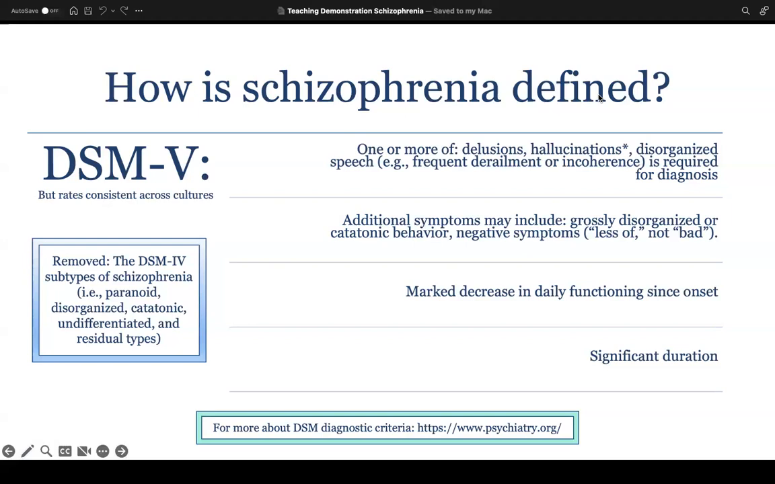accurately describe folks. Because basically the bottom line is people change over time, and you can start with one subtype and then look quite different in a few weeks or months or years. So they removed the subtypes. That doesn't mean that subtypes don't exist necessarily. It just means that you don't use them for formal diagnosis.